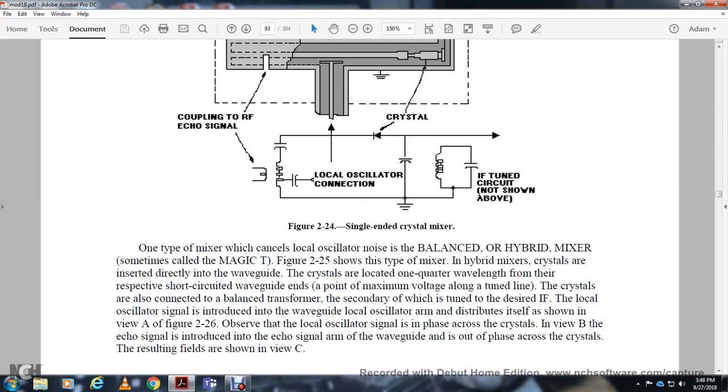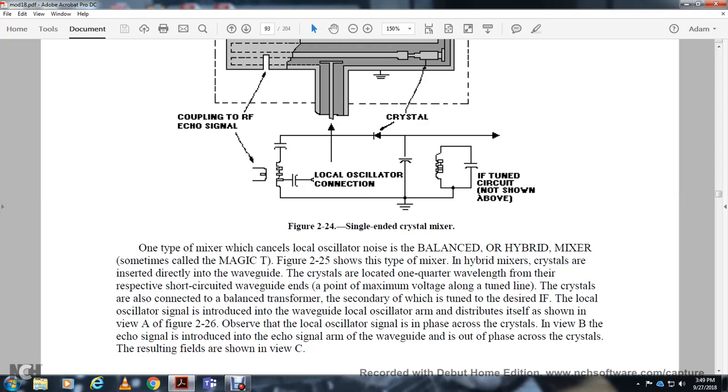Figure 225 shows the type of mixture for the hybrid mixer, with the crystal inserted in the waveguide and located a quarter wavelength from the short-circuited end, at the point of maximum voltage, all the way along the line, with the crystal also connected to the balance transformer, the circuit in which the intermediate frequency and local oscillator signal are introduced to the waveguide local oscillator arm.